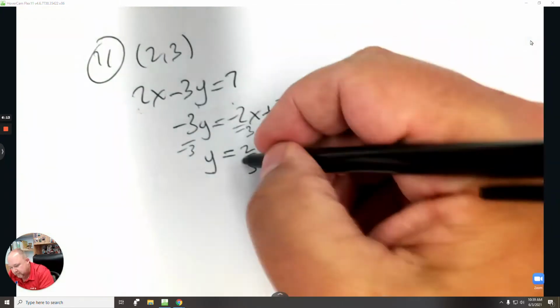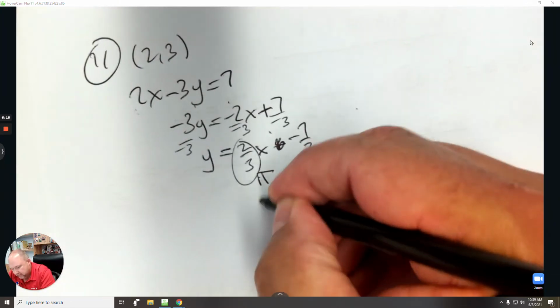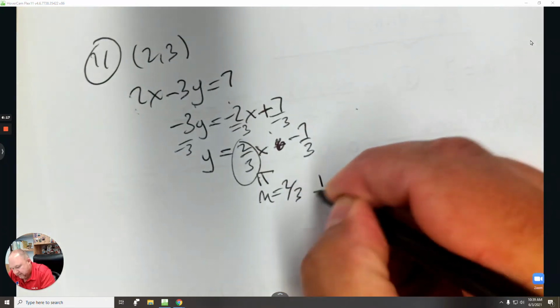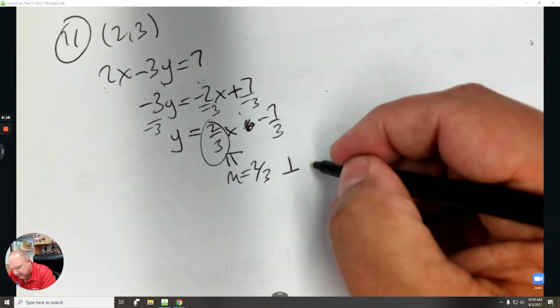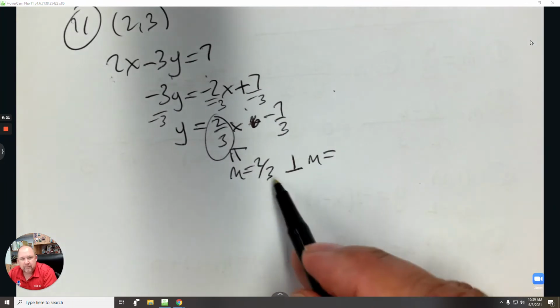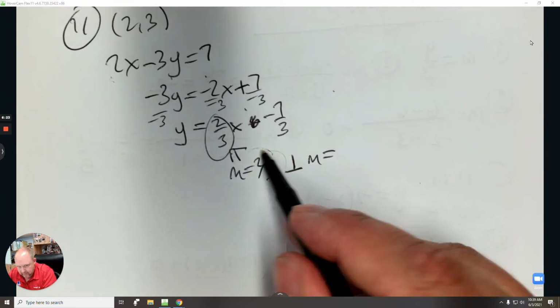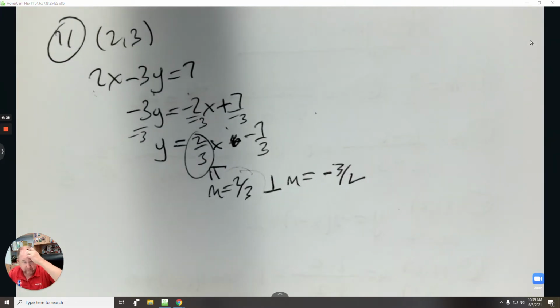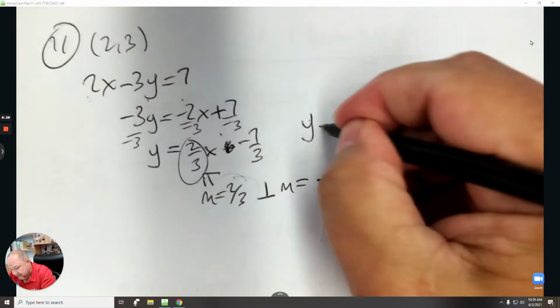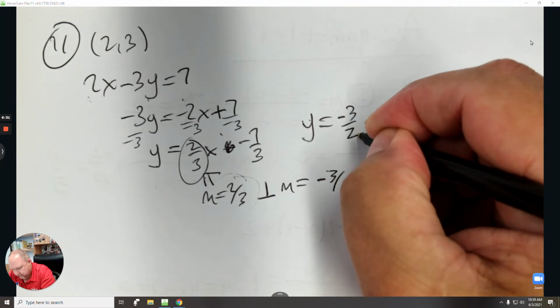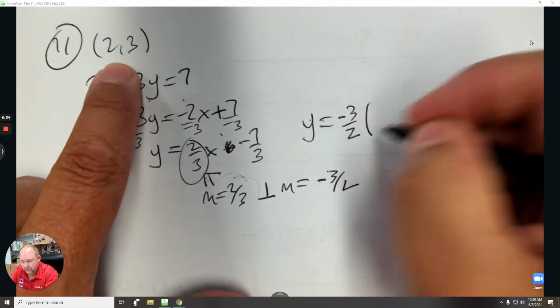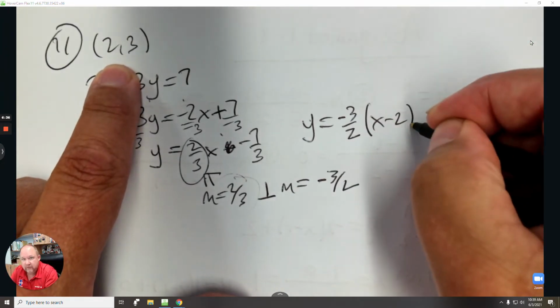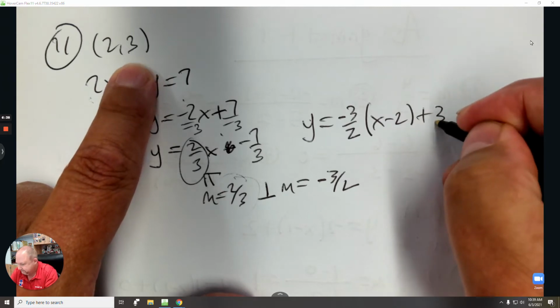Now, this is what I care about. That's the slope. Now, perpendicular is an upside down T. So the perpendicular slope would be the opposite and the reciprocal. So it's negative 3 over 2. So the equation would be negative 3 over 2, and then the point we use, x subtract 2 plus 3.